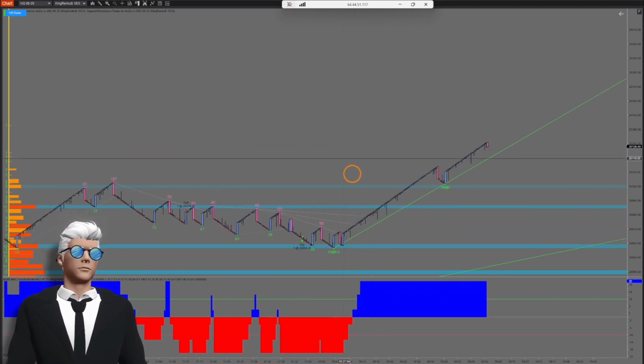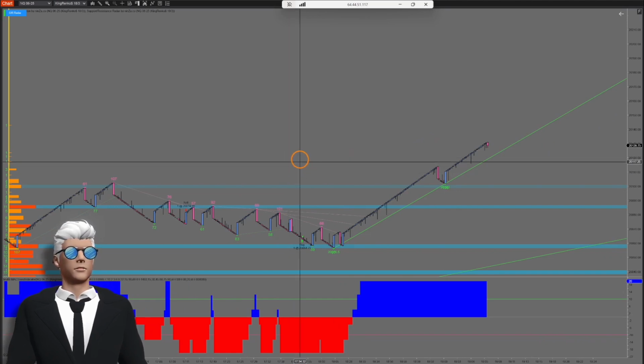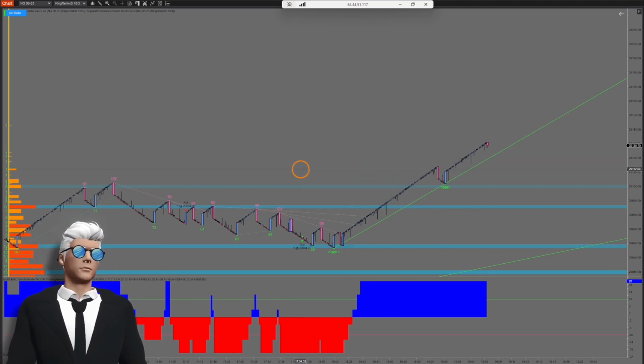It's really cool. I might try this this week, or I might go back to mean reversion. I kind of miss mean reversion.